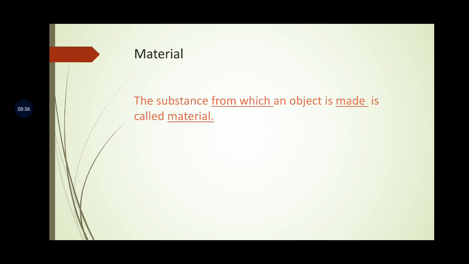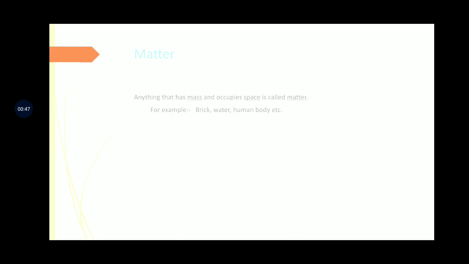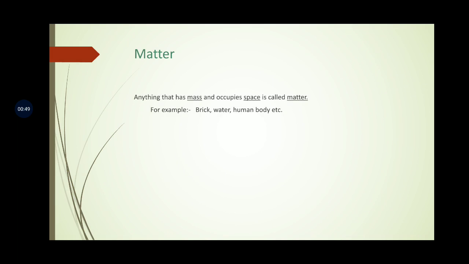For example, a chair. Chair is made up of wood. So chair is the object there and wood is the material of that chair. Next is matter. Anything that has mass and occupies space is called matter.